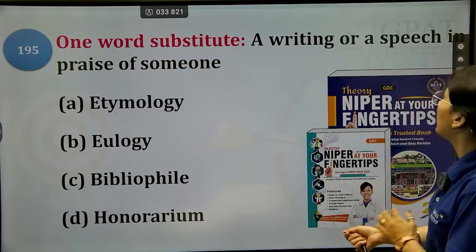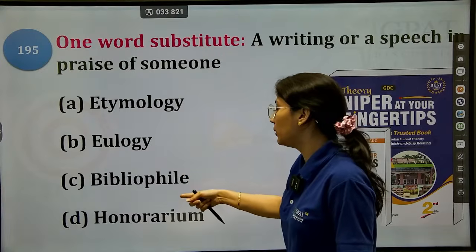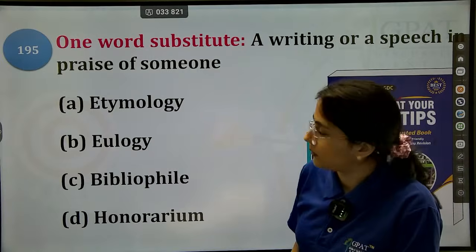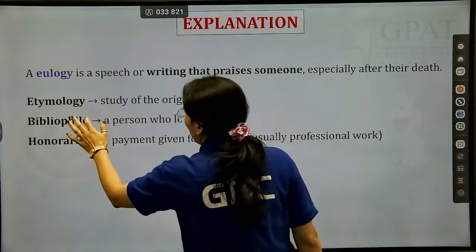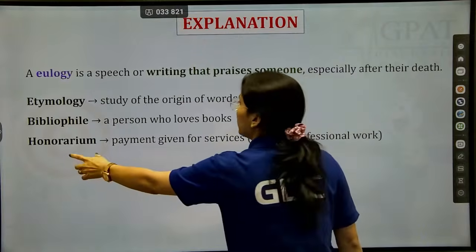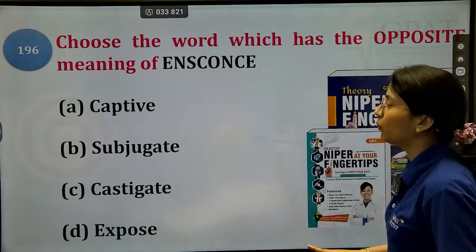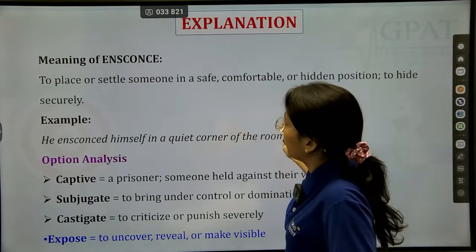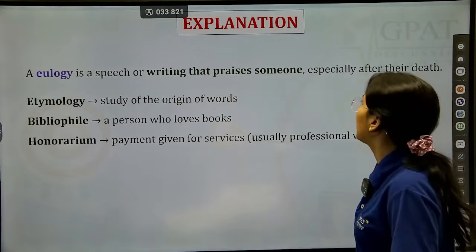One word substitute. A writing or a speech in praise of someone. Etymology, eulogy, bibliophile, honorarium. The correct answer is eulogy. Etymology is the study of the origin of words, a bibliophile is a person who loves books, and honorarium is payment given for service, usually professional work. A eulogy is a speech or writing that praises someone.